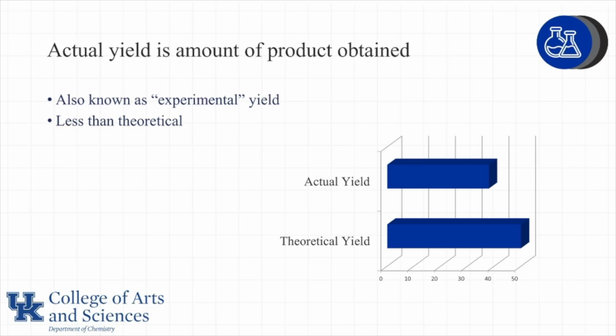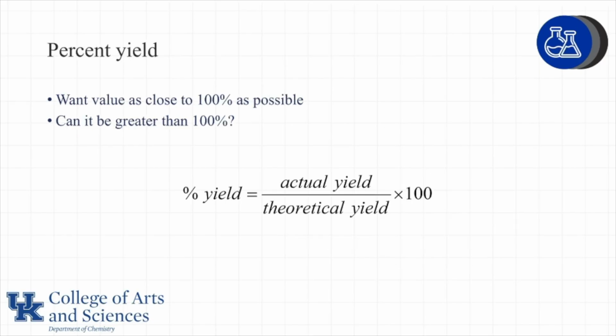The actual yield is the amount of product that's actually obtained after we do the experiment. So we also call this the experimental yield. And this is going to be less than the theoretical yield because we can't make more than we theoretically could. I can't suddenly make 8 sandwiches when I only have 7 pieces of bread. I max out at my 3 sandwiches. So actual yield is a measured amount. We determine that experimentally. What we do with those values then is calculate the percent yield.